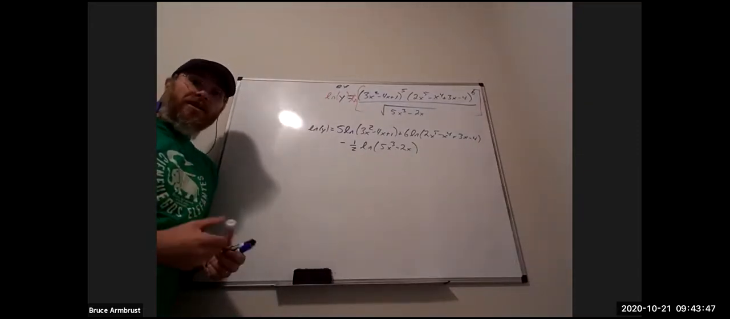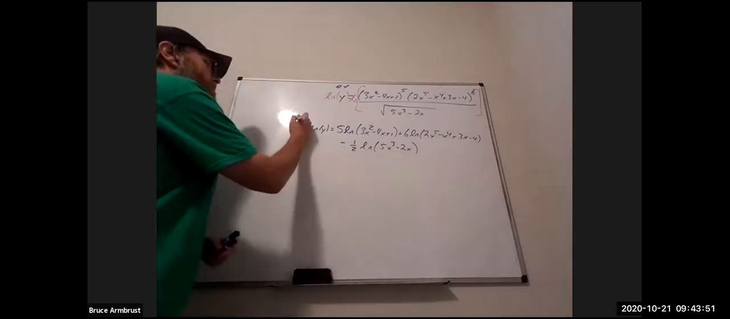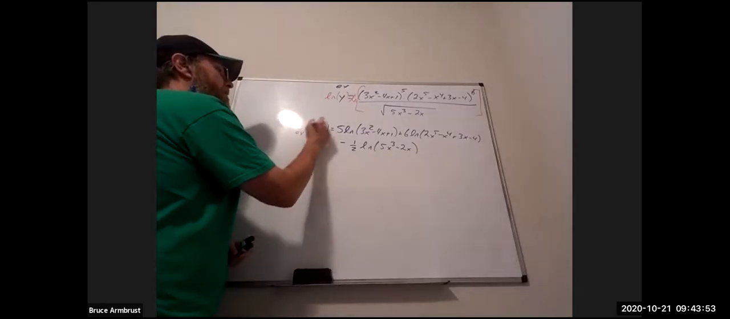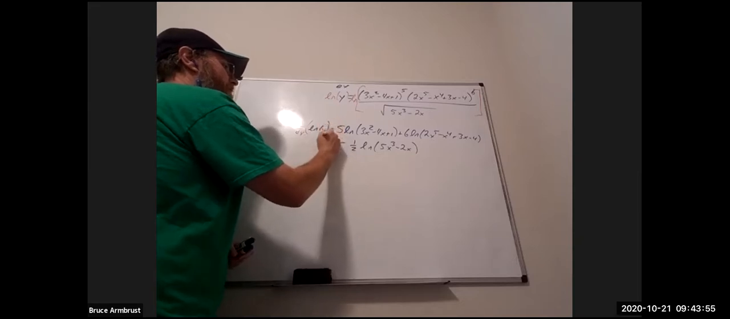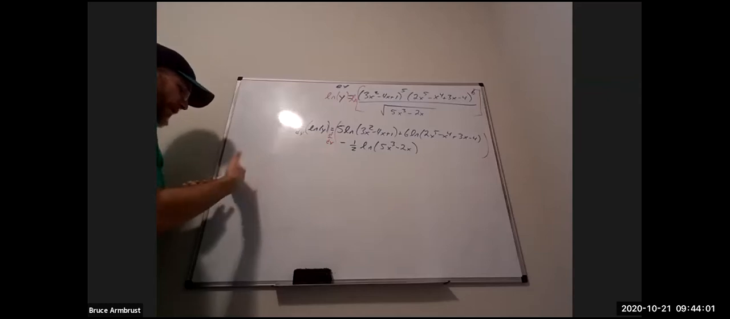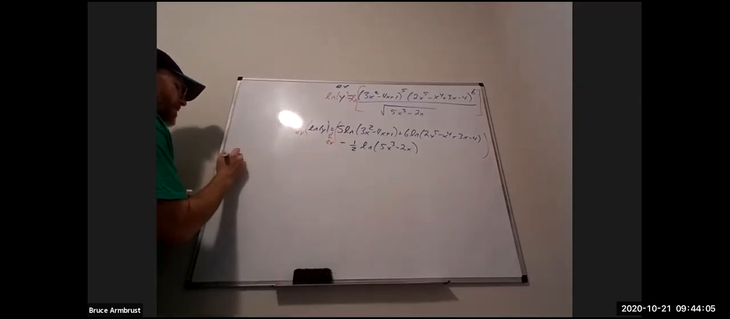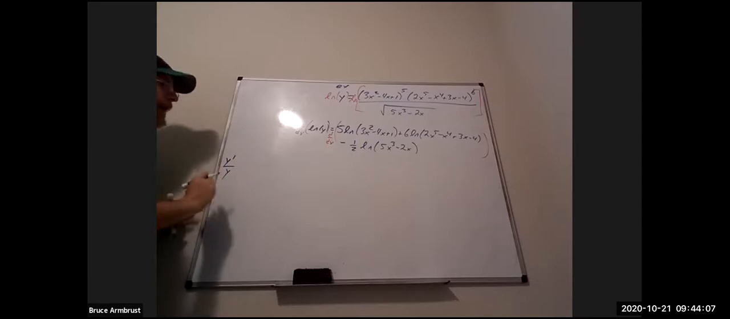All right, now let's differentiate. Okay, so we're going to do d/dx of each side. Now I'm really going to expand. I'm going to start way over here. So natural log of y gives me y prime over y.